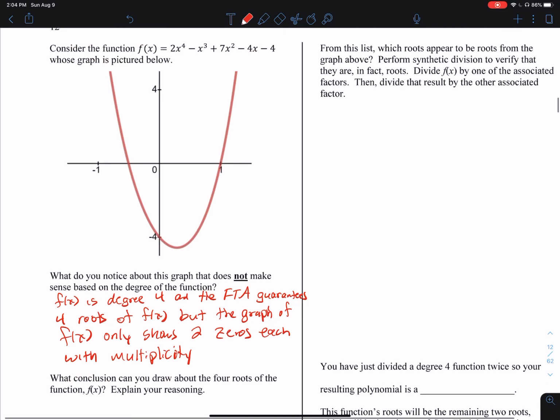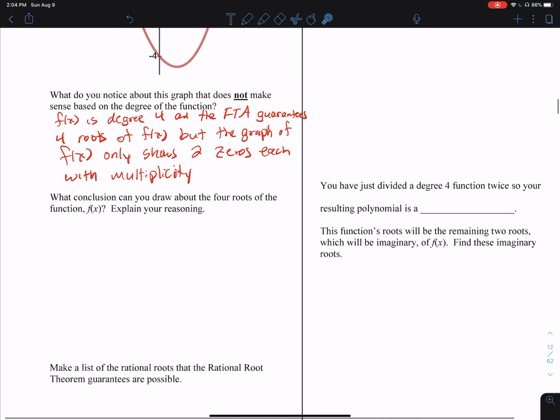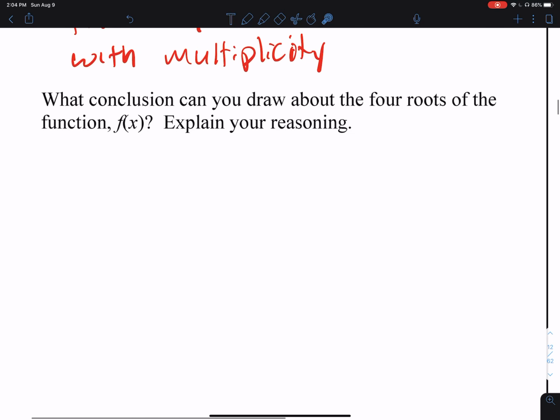It doesn't take a rocket scientist to see that 2 zeros, each with a multiplicity of 1, only count for 2 of the roots. We're supposed to have 4. That's what doesn't make sense. What conclusion can you draw about the 4 roots of the function? Explain your reasoning.